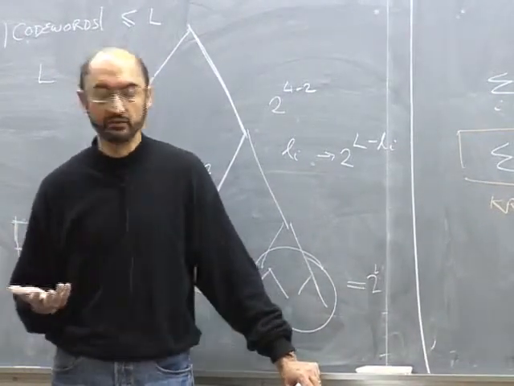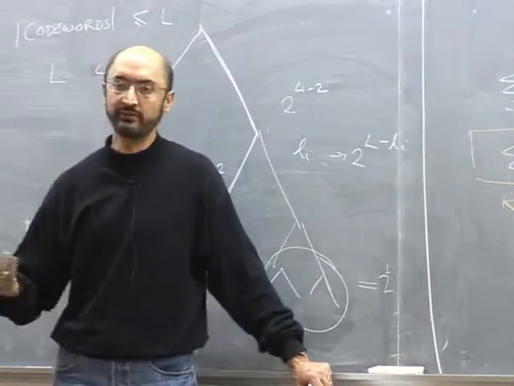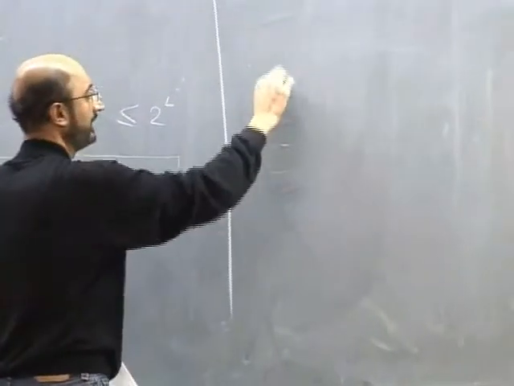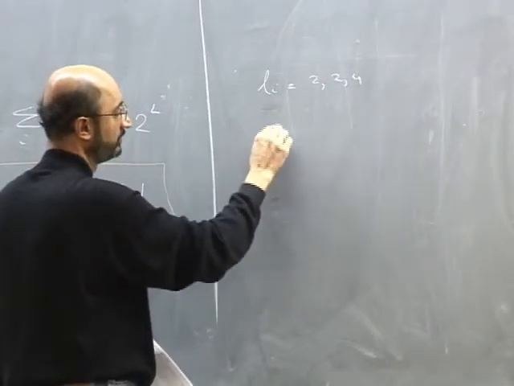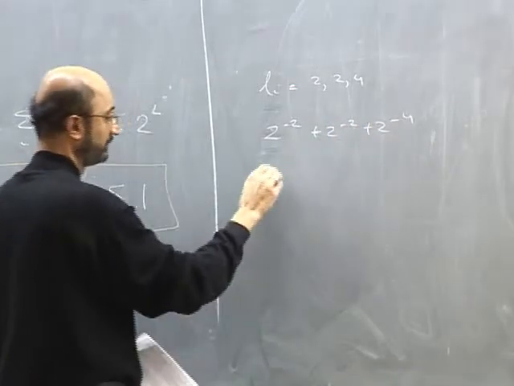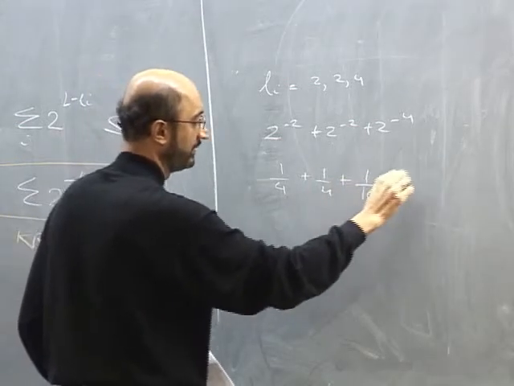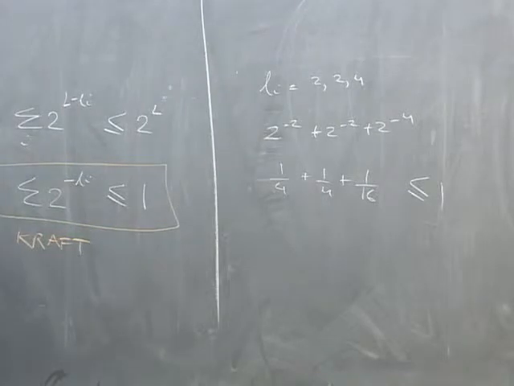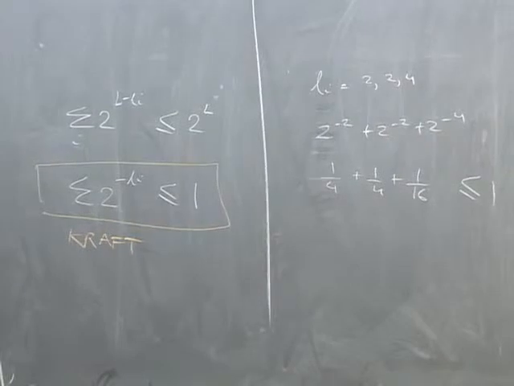I don't necessarily even need to know what the code is. I can tell you it's feasible. However, if it's greater than 1, it's not feasible. Can't build a tree. Okay, so in the homework question, I gave you the L sub i. You were given 2, 2, and 4. So we have basically 2 to the minus 2 plus 2 to the minus 2 plus 2 to the minus 4, which is 1 over 4 plus 1 over 4 plus 1 over 16. And this is less than or equal to 1. So this is certainly a feasible code, right? So the Kraft inequality does not preclude this code.